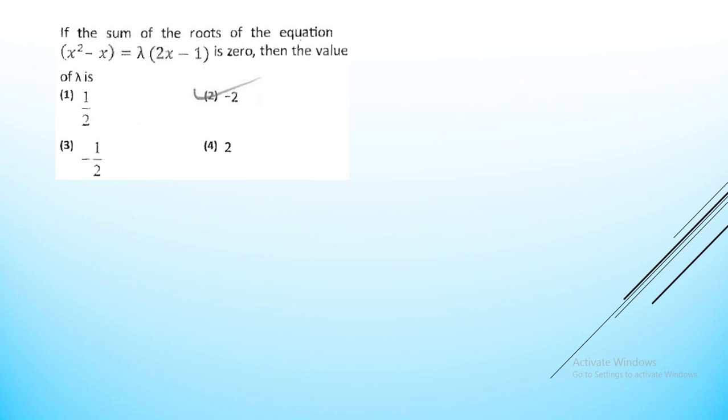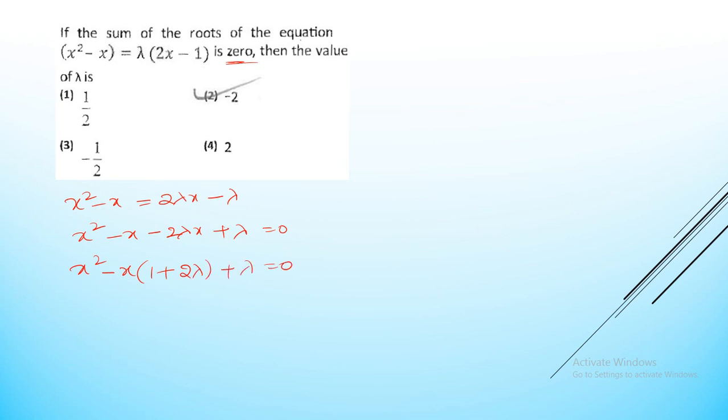Next, moving on to one more question. If the sum of the roots is 0, then what is the value of lambda? First of all, x square minus x is equal to 2 lambda x minus lambda. So transpose all the terms. x square minus x minus 2 lambda x plus lambda is equal to 0. I can write this as minus x, and if I take common, then I am going to get 1 plus 2 lambda here plus lambda is equal to 0.